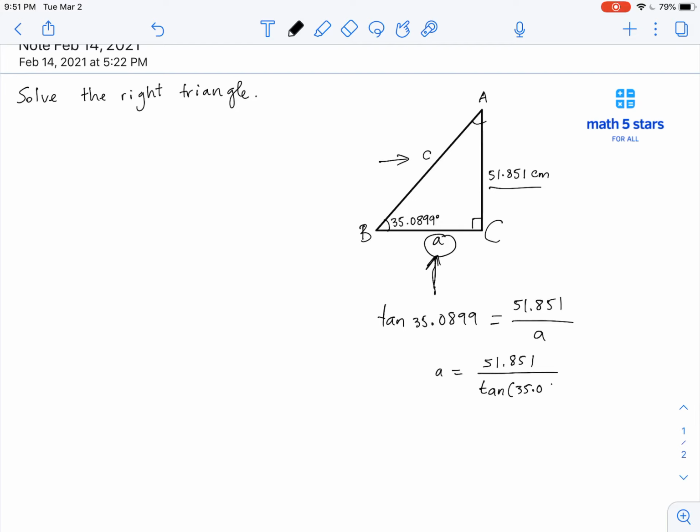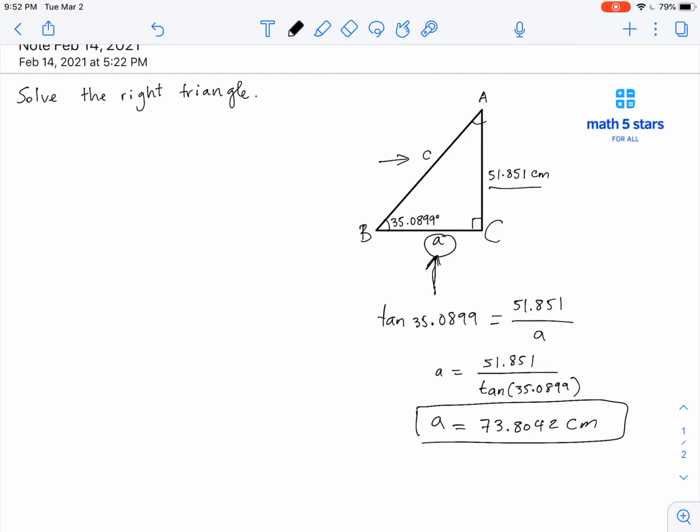So 35.0899, and then this is just about plugging into the calculator and finding your answer. It shouldn't be too hard, and that should give you 73.8, and then I can put in all the decimals. So this is the first thing that we find, that's the A.